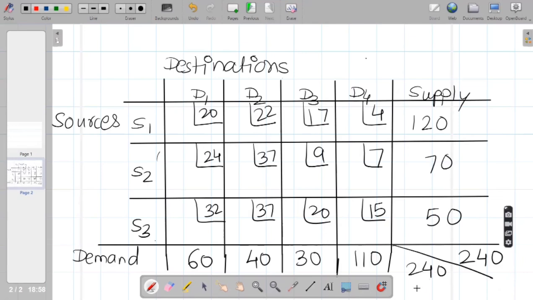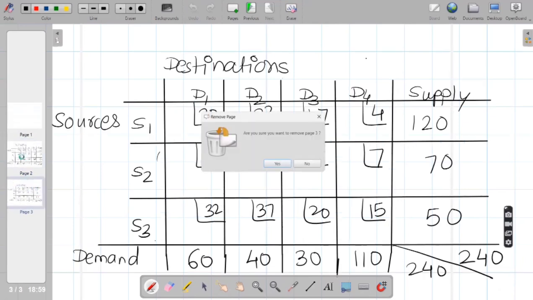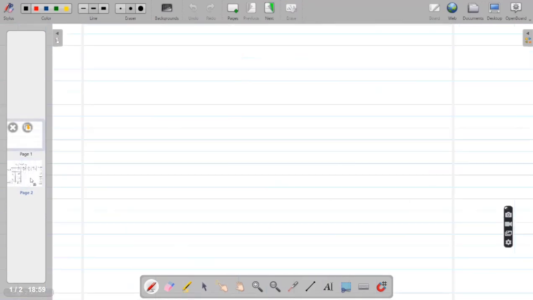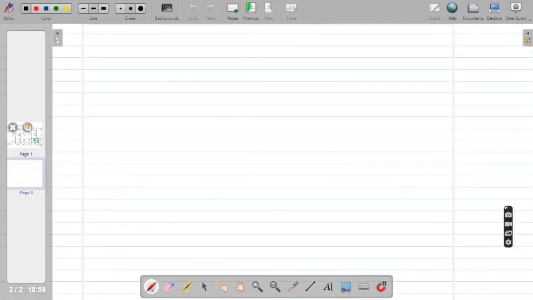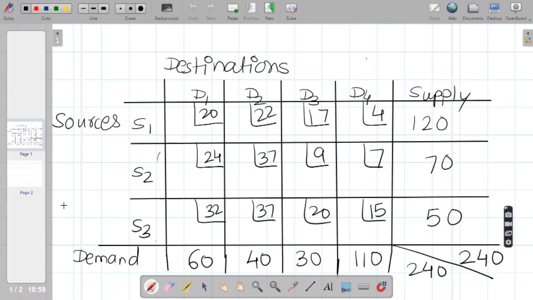So the first step to solve the transportation problem is to check whether it is balanced or not. So this is a balanced transportation problem. So we'll move ahead now. So now let us see how to apply VAM, that is Vogel's approximation method.